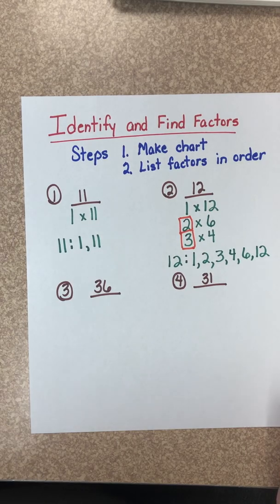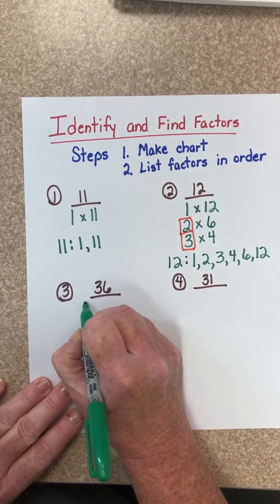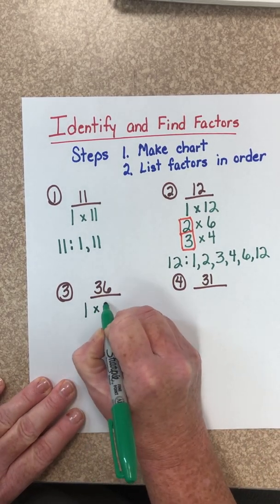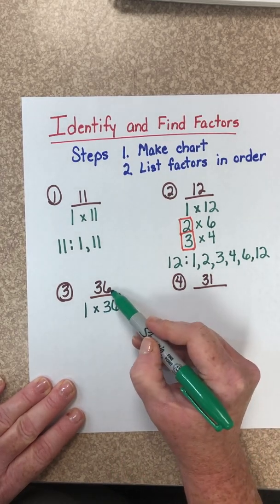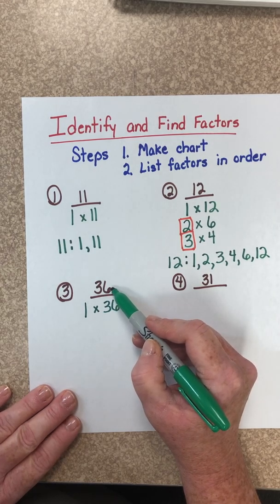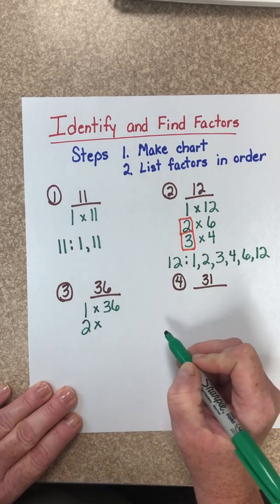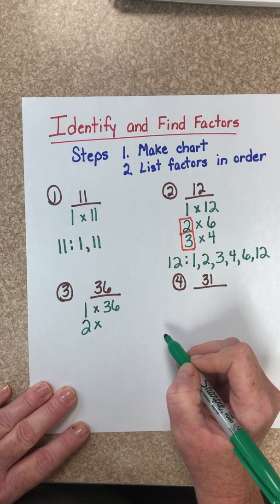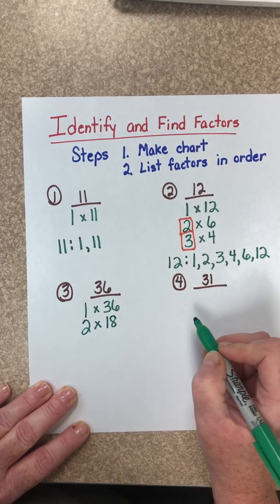All right, let's look at 36. Let's start with 1 times 36. That'll give us 36. Well, 36 is an even number, and I know that because it ends in 6, which is an even number. So I know I can use 2. 2 times what is 36? Well, 2 times 18 is 36.